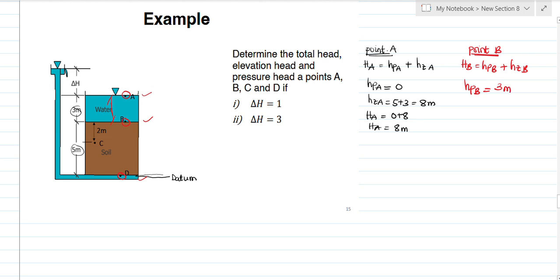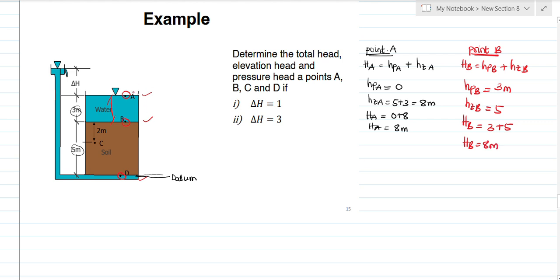So the pressure head is like the column of fluid above a certain point. So if a piezometer is there, it's going to rise to a height of 3. Do you get it? Then the elevation head at point B, from the datum to point B, is 5, right? And so the total head is going to be 3 plus 5, which is equal to 8 meters.